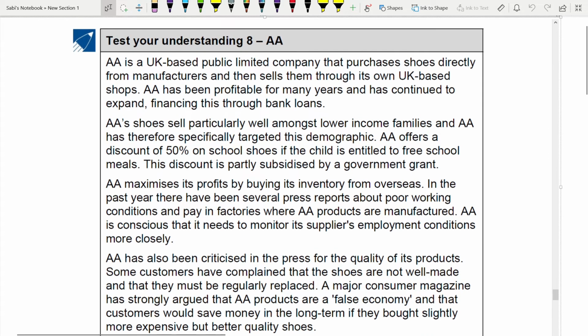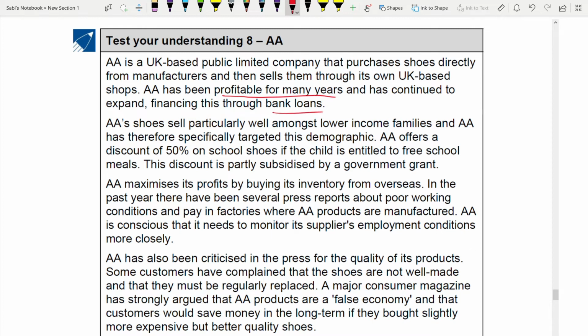A is a UK-based public limited company that purchases shoes directly from manufacturers and then sells them through its own UK-based shops. I hope you have pictured the scenario. It is about a shoe company purchasing from the manufacturers, abroad, and then selling through its own UK-based shops. They have been profitable for many years, and they have continued to expand, financing this through bank loans.